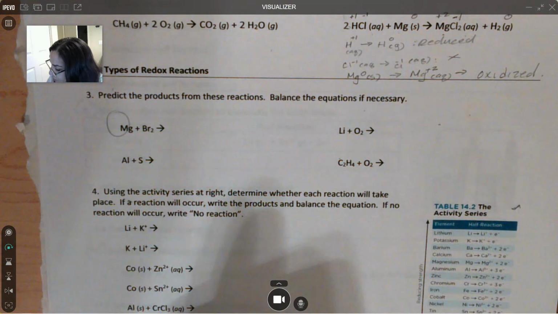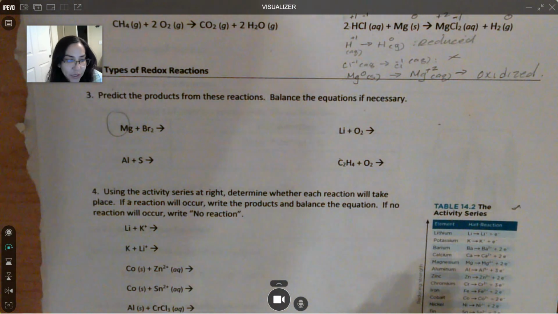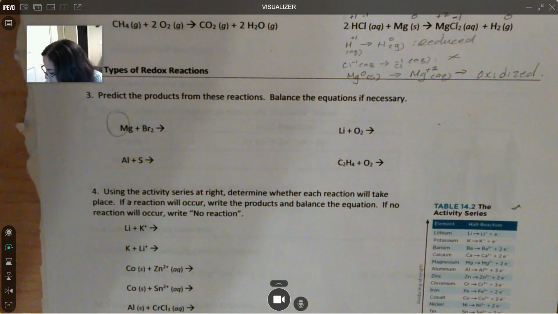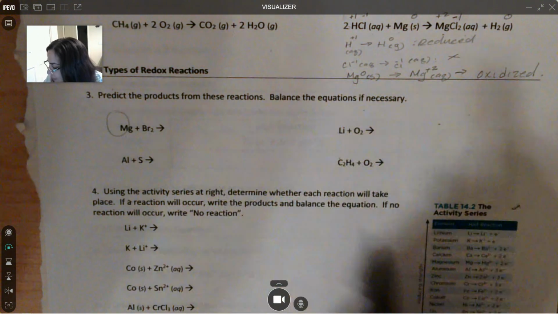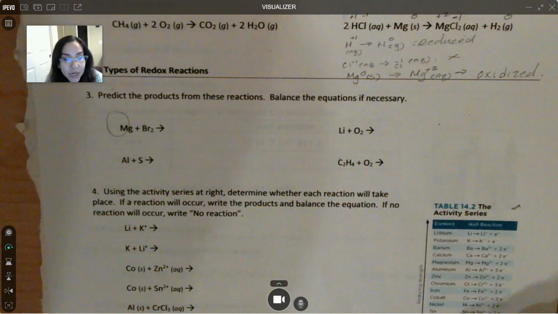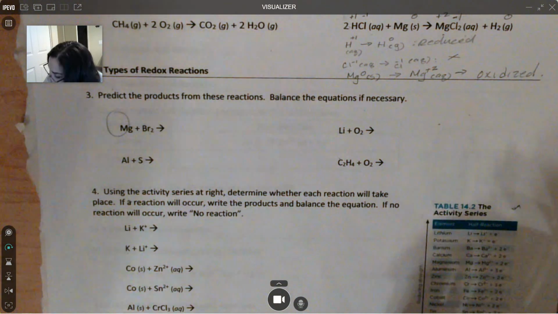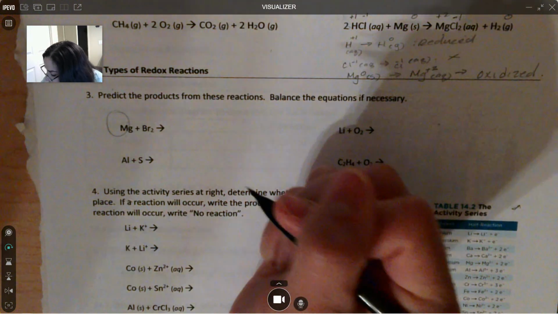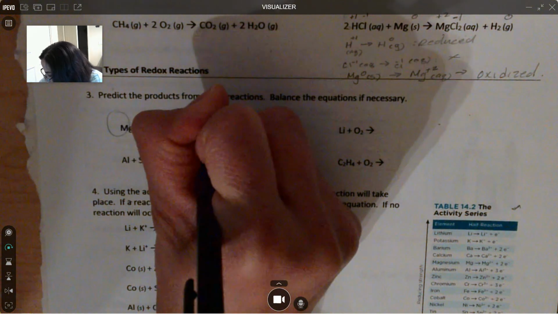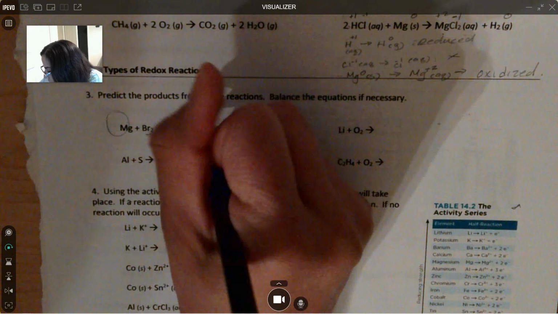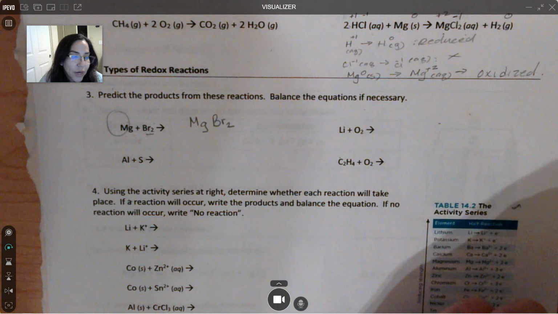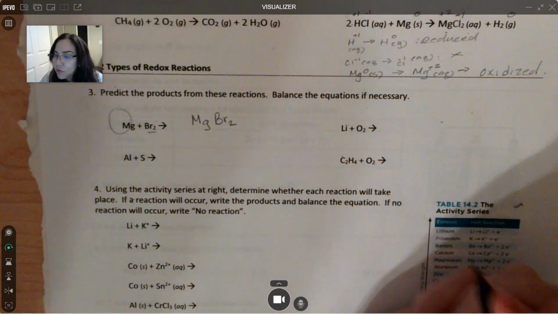The next one is predict the products from these reactions and balance the equations if necessary. So we're going to predict products, magnesium plus bromine. This is a combination reaction that is occurring here. So these are going to unite together to create magnesium bromide. Now remember that magnesium makes a +2 charge, so it can make 2 bonds. And we have 2 bromines, so it's going to work out perfectly to make magnesium bromide right there. And we didn't have to move or balance anything.